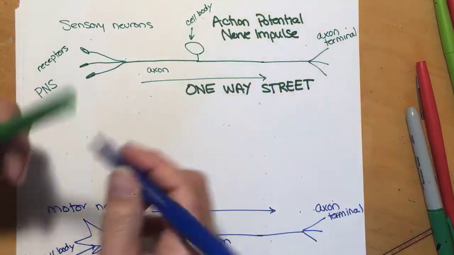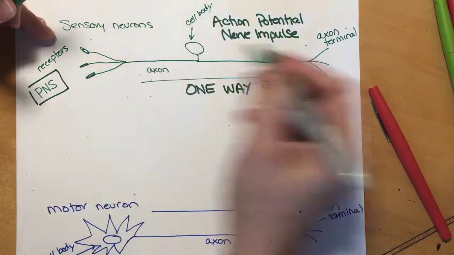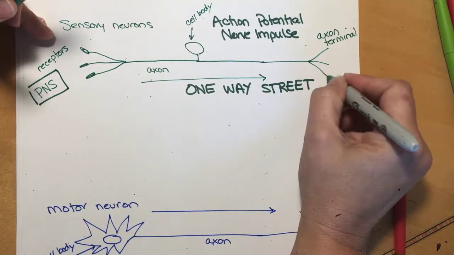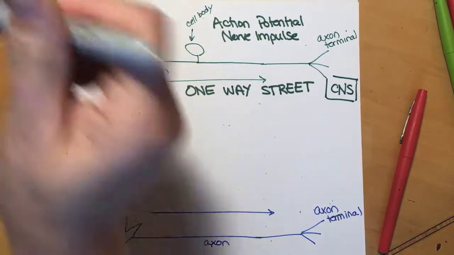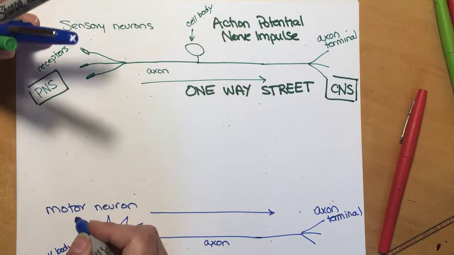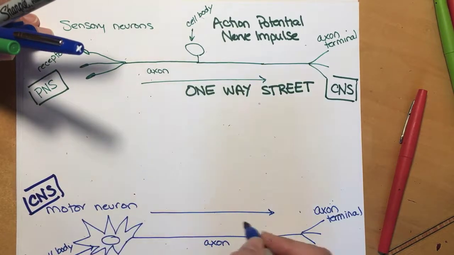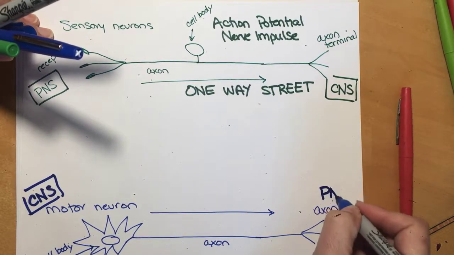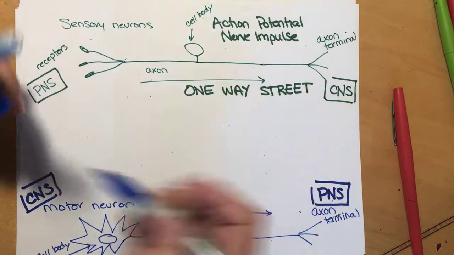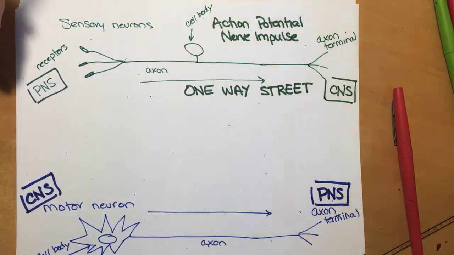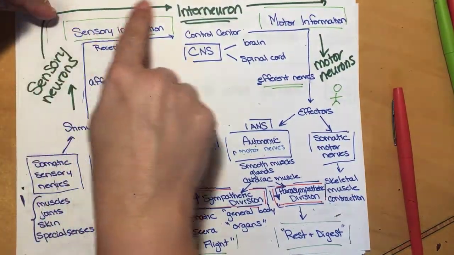In the case of a sensory neuron, remember, we're bringing information from the PNS into the CNS, into the central nervous system. And in the case of a motor neuron, we're bringing information from the CNS out on an efferent nerve, a motor nerve, back to the PNS where the effectors are, so the effectors can do something. Now there's one other neuron we haven't talked about. Sensory neurons bring information in.